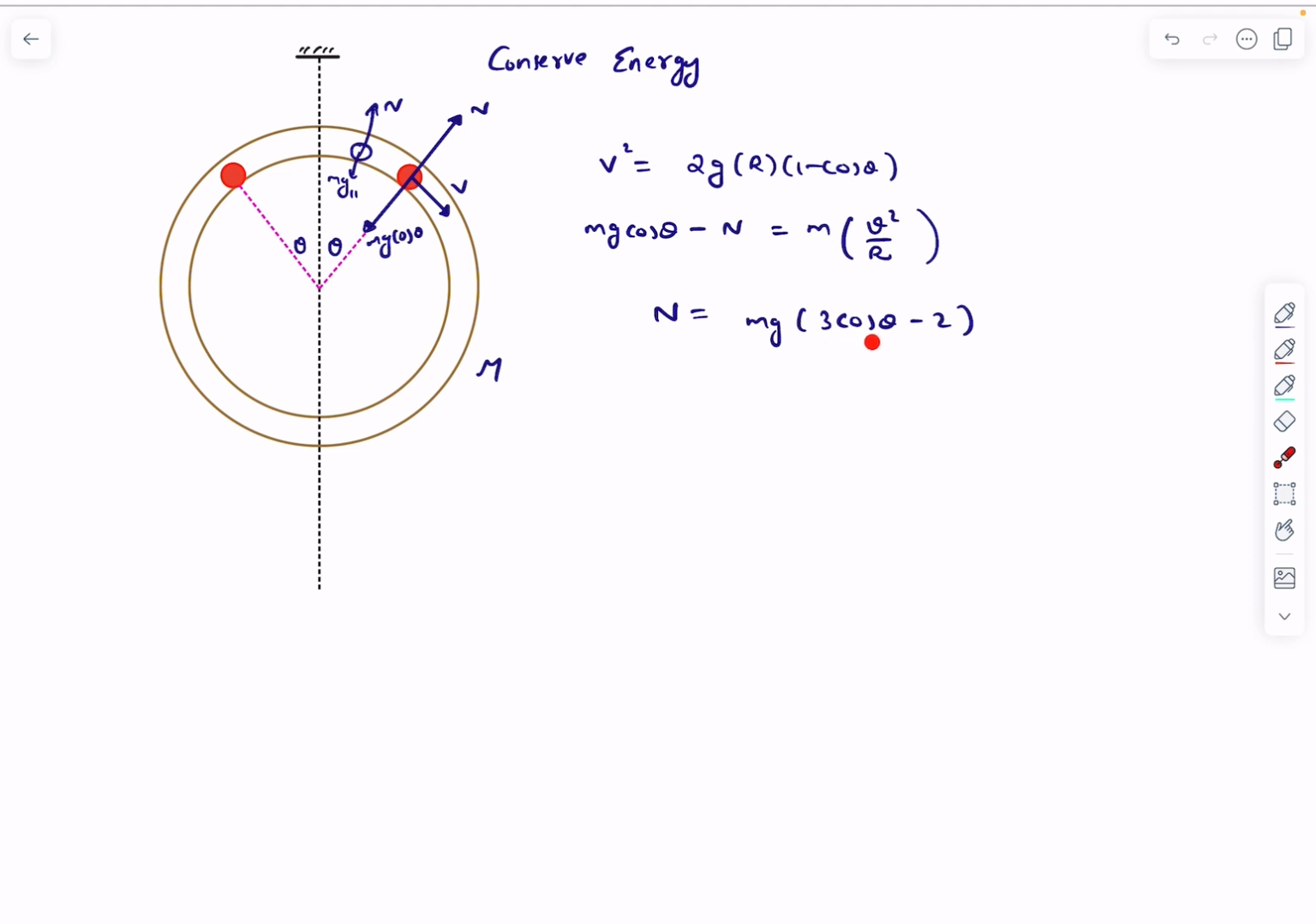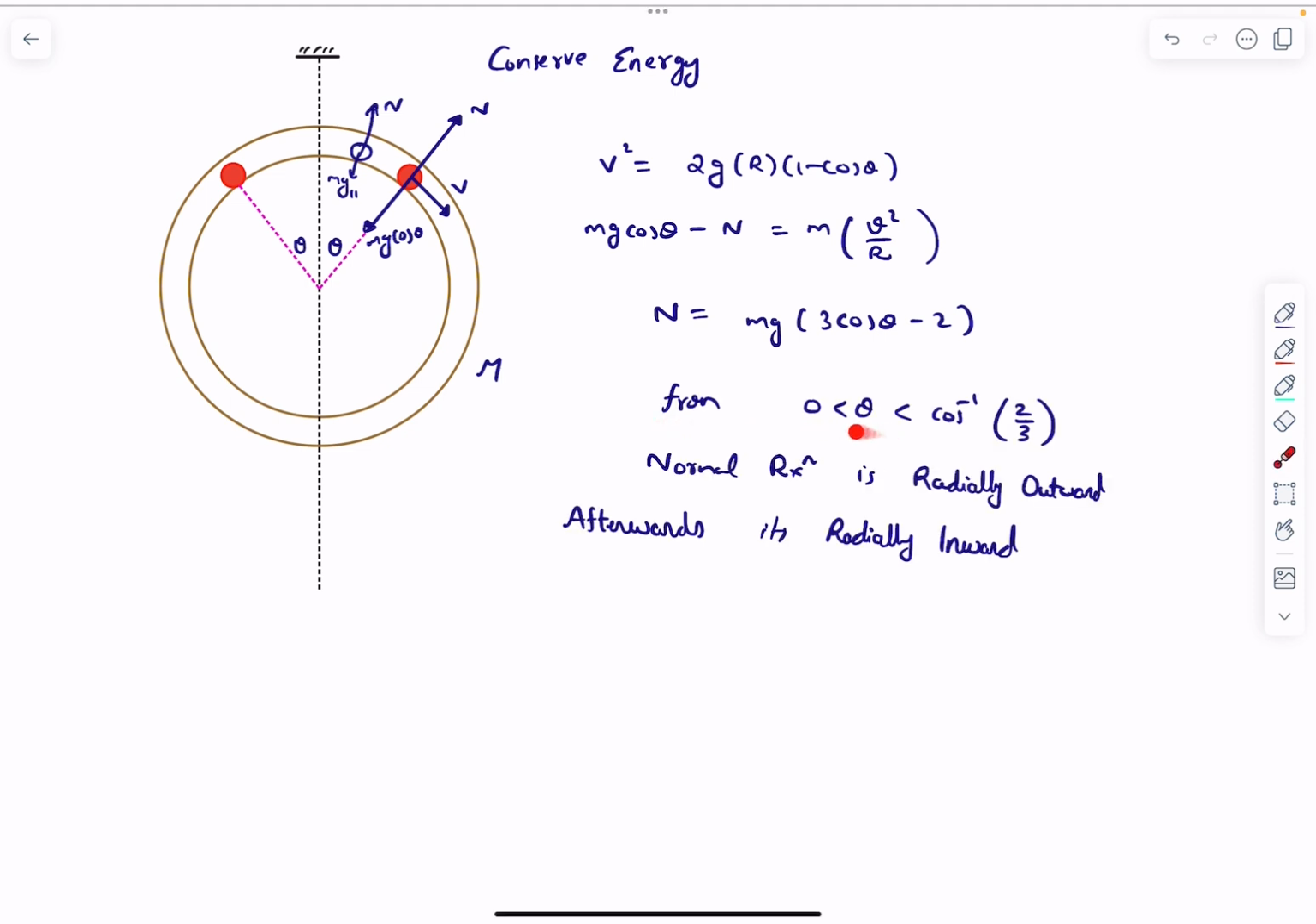If you put theta equal to 0, you'll get N equals mg, which represents the top position. But here if you observe, N is a positive function till cos theta equals 2 by 3. After that, it is a negative function. Normal becoming negative just means that it becomes radially inward. So for theta lying from 0 to cos inverse of 2 by 3, which represents the starting position till the position when the normal reaction becomes 0, the normal reaction is actually radially outward, and after this point the normal reaction becomes radially inward.